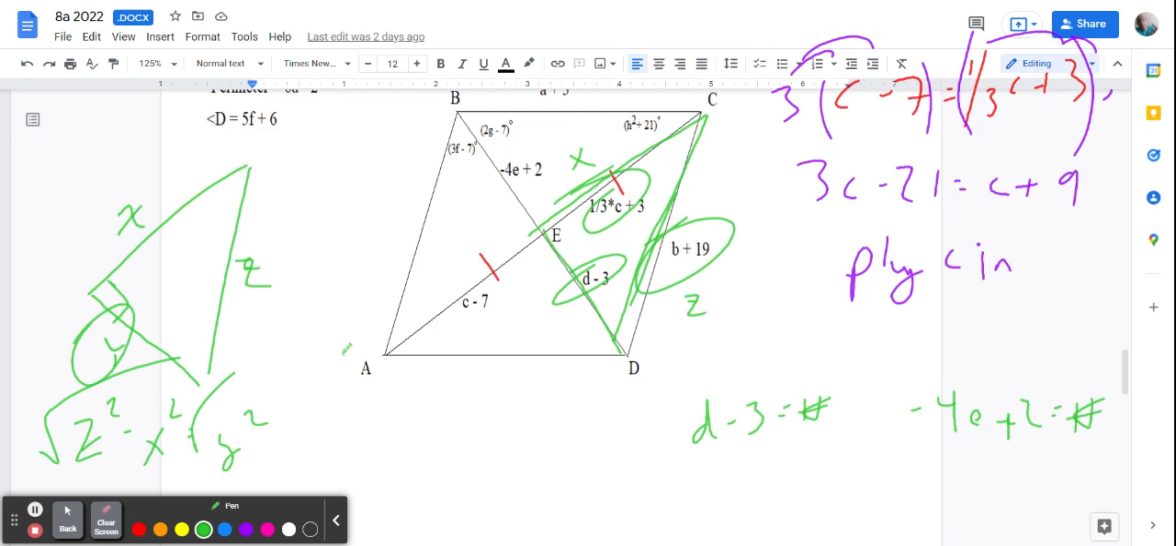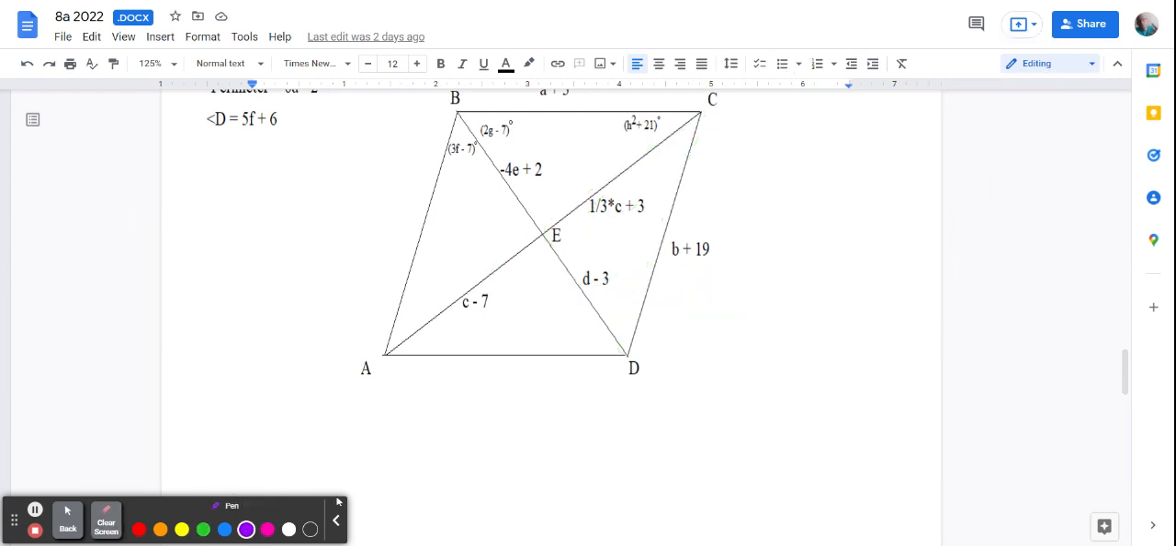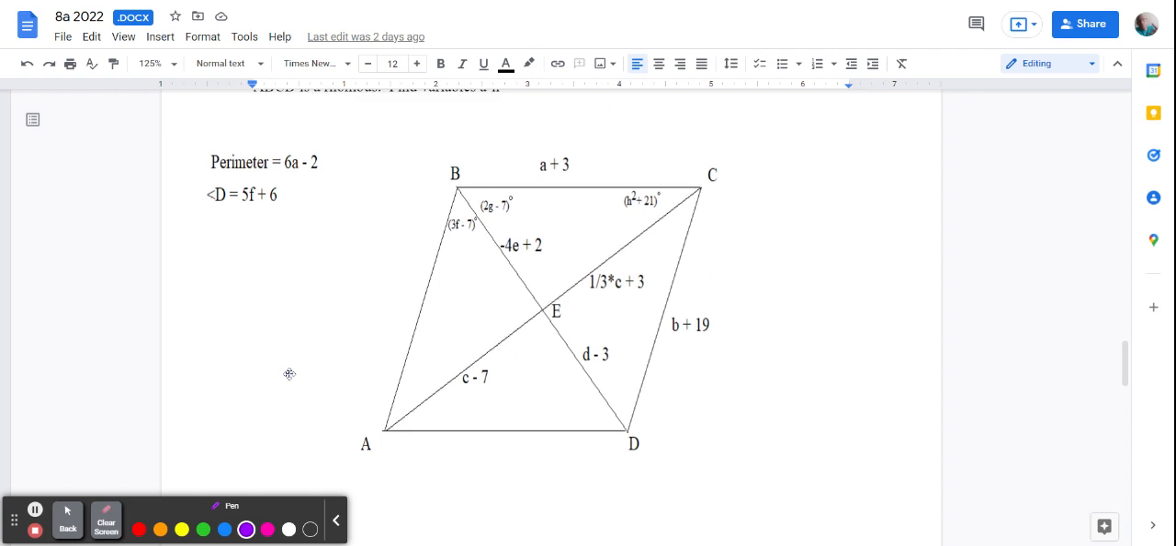Pause the video if you need to. I'm about to clear my screen up here again. All right. So now we just got to find F, G, and H.